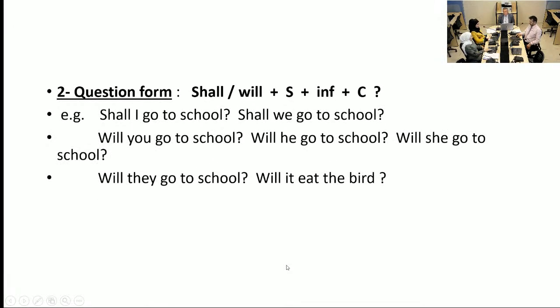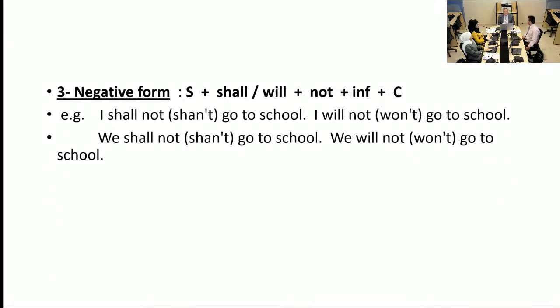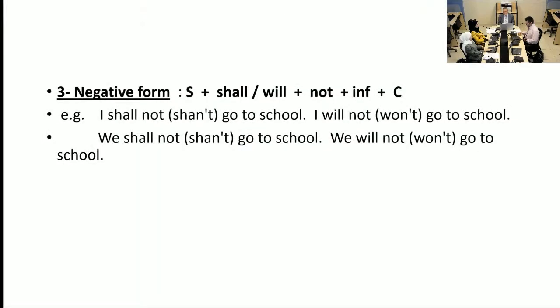Next, Miss Rasha. The question form. Now, in the question, usually we use shall with I and we. Shall I and shall we? Shall I go to school? Shall we go to school? Will you go to school? Will he go to school? And etc. Also, we use shall when we want to show willingness to help someone. For example, I'm not good at English. Shall I help you? Yes, it's a kind of question, giving an offer.